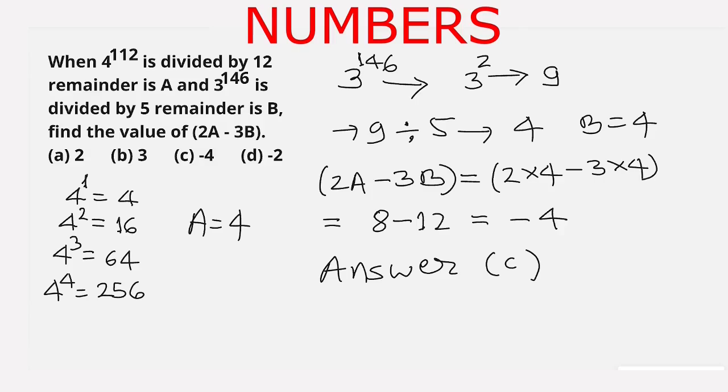I hope you have understood the concept that when any power of 4 is divided by 12, the remainder is 4. And when any number is divided by 5, we have just to divide the ones place by 5, and whatever the remainder is, that will be the remainder. This way we have used the property of division by 12 and division by 5 in solving this question. Hope you have understood the solution. We go to the next question.